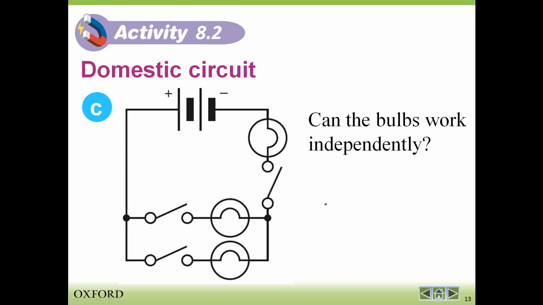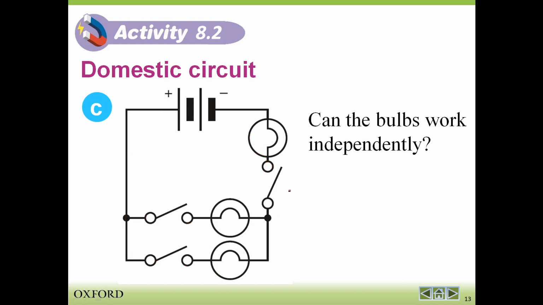Okay, the third case. What about if I connect the first one and second one in series, and then the third one I connect in parallel? What about this case? Can they work independently? Let's say if this pathway is broken, can you see? You cannot complete it. Even the third one, you cannot complete.